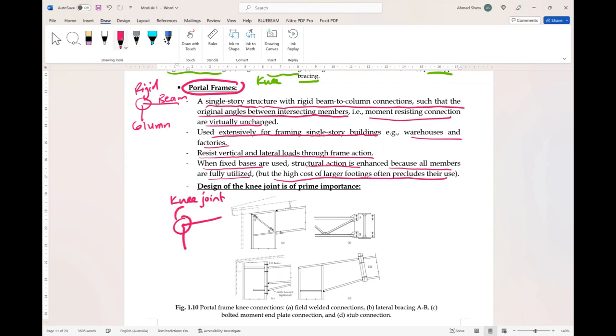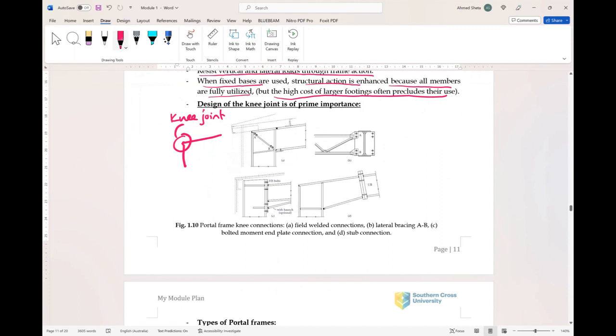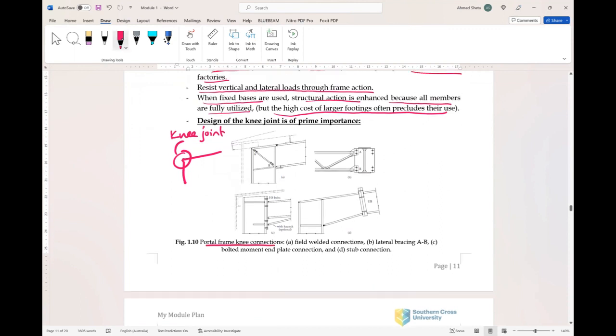Knee joint has a prime importance in this type of structure. There are some types of knee joints or knee connections. The first one, A, is the field welded connection. So this connection is welded in situ. The second one is lateral bracing, A and B. So there is lateral bracing connection of A and B. The third photo shows the bolted moment and end plate connection. So this is the moment end plate connection. And the last one is a stub connection.